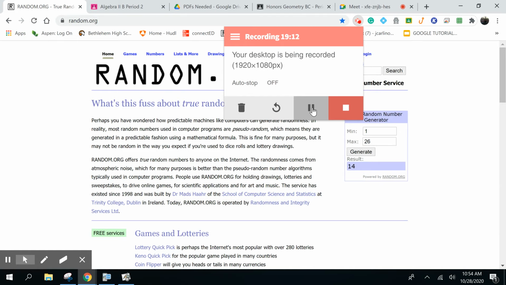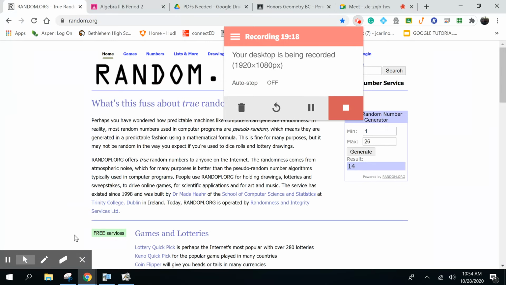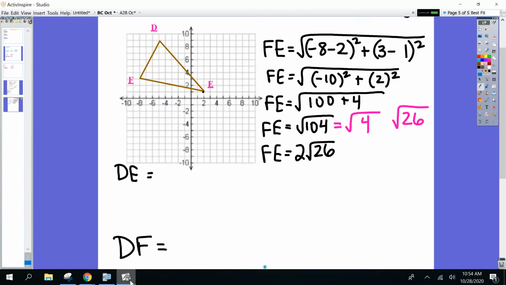Let's get back to it. First one I'm going to look for is DE, everybody. What did we get for the length of DE? Radhika, what do you got? I got the square root of 113. Yes, you did.